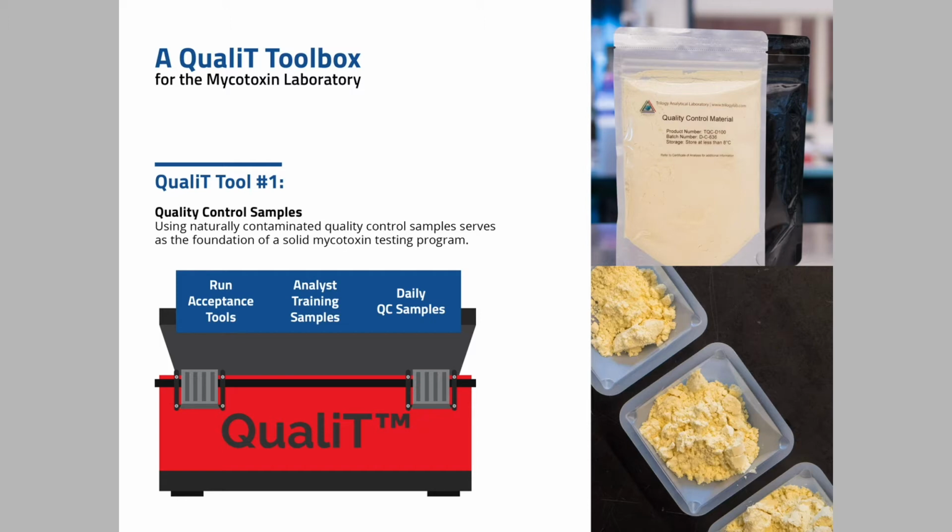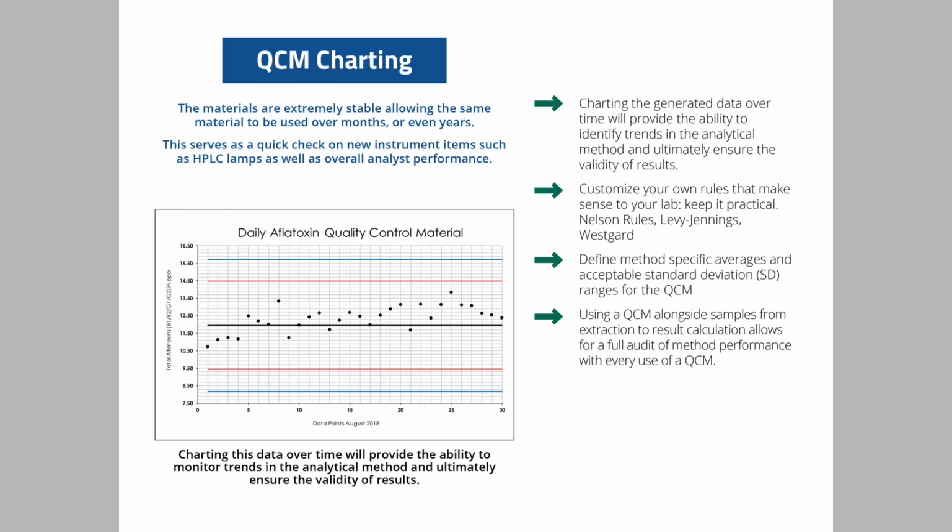We analyze 30 different samples over the course of 5 or 6 different analytical runs. We use these for run acceptance tools, analyst training samples, and daily QC samples, just to name a few. Using quality control materials right alongside analytical samples is a great way to audit your full method every day. When samples are weighed out and run through the method, both the balance and all of the components that go into the method, from pipetters and solvents, right down to your instrumentation and your result calculations, are checked.